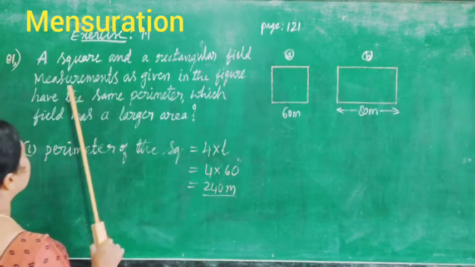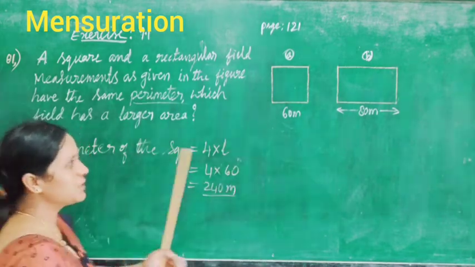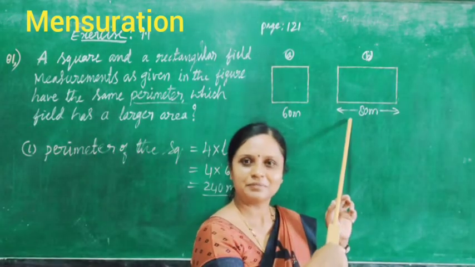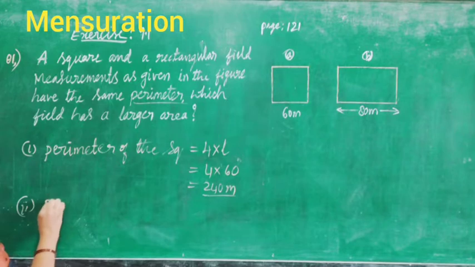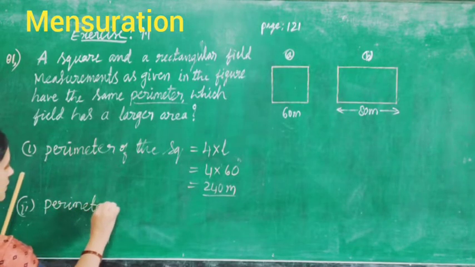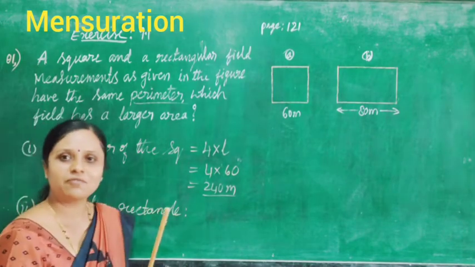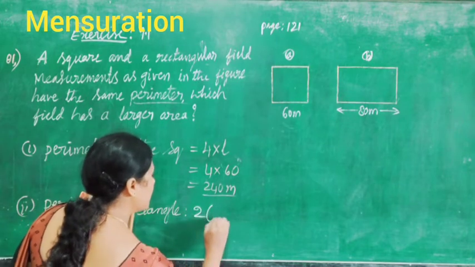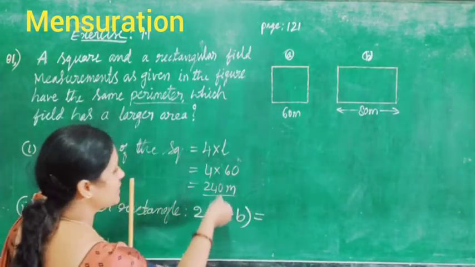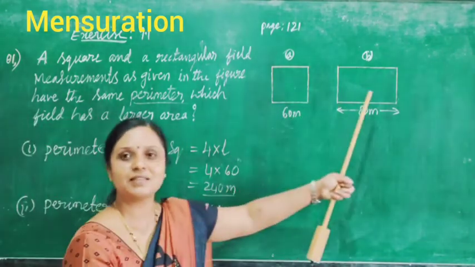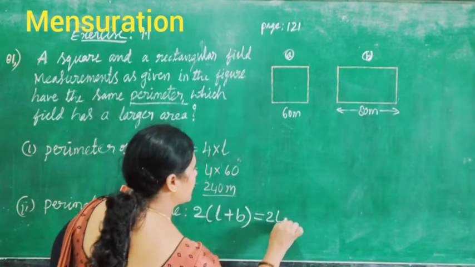So what is the question given? A square and rectangle field measurements are given having the same perimeter. So what about the perimeter of this rectangle? Yes, the perimeter of the rectangle is, you know the formula? It is 2 times (L plus B). These two figures have the same perimeter, it is given. So this is also the same, you write 240.